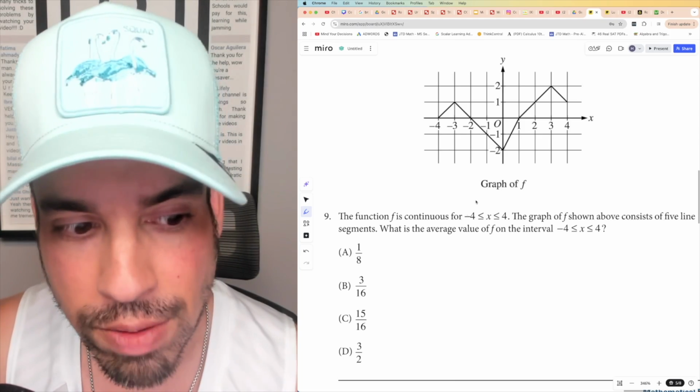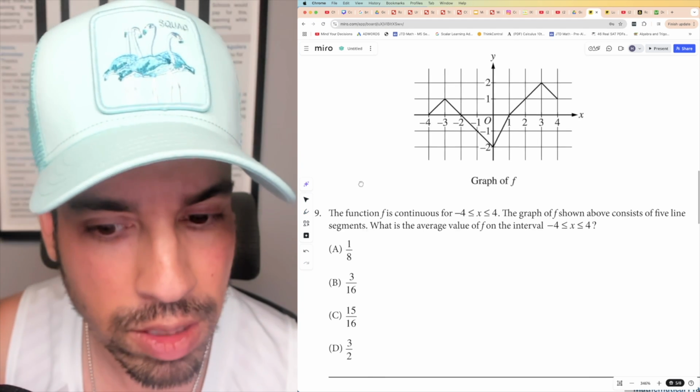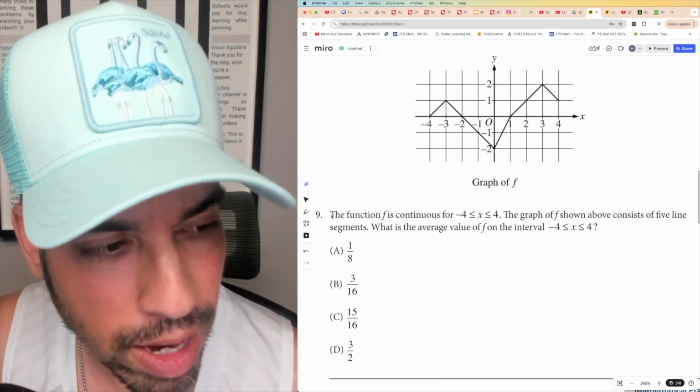Done. The function f is continuous for -4 to 4. The graph of f shown above consists of 5 line segments. What is the average value of f on this interval?